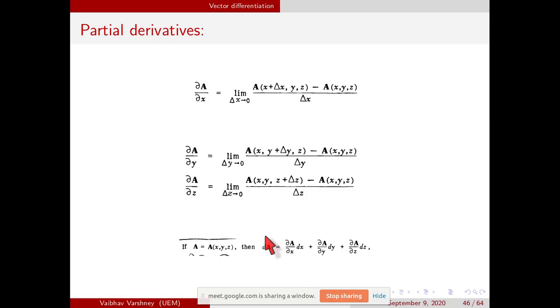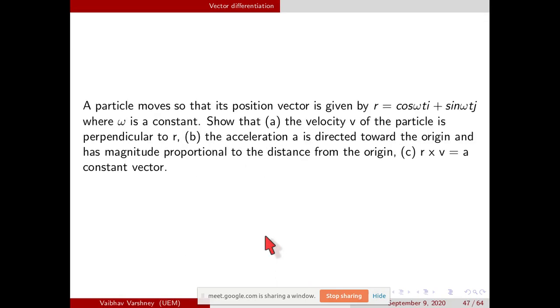Okay. So let's do one question on derivatives. I have not given the solution. You have to try, and I will also. A particle moves so that its position vector is given by r is equal to cos omega t i cap plus sin omega t j cap, where omega is a constant. Now what we first have to show is that the velocity v of the particle is perpendicular to r. So we already have r. We have to show that v is perpendicular to r.